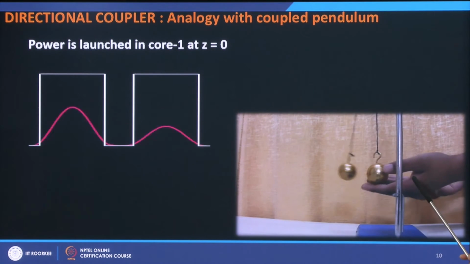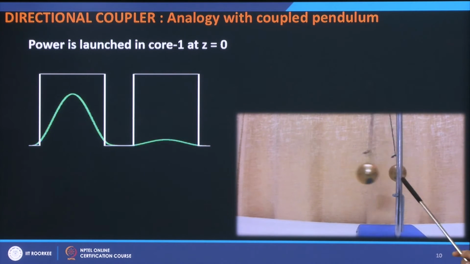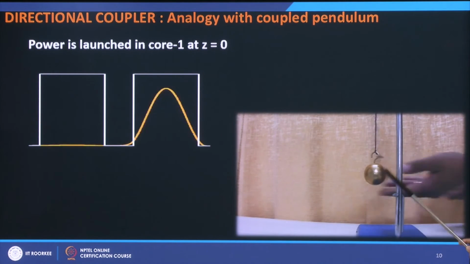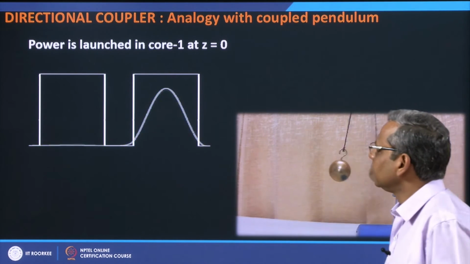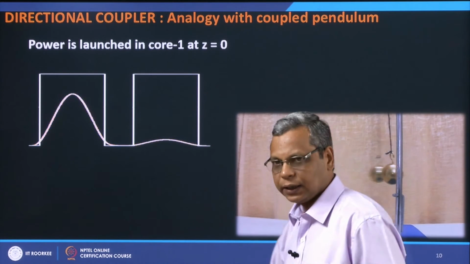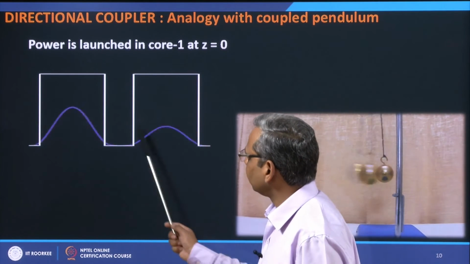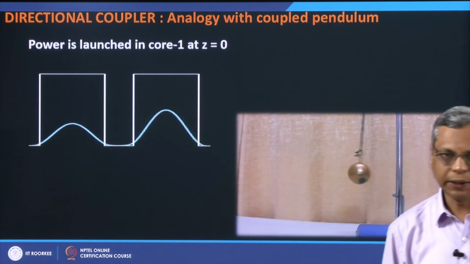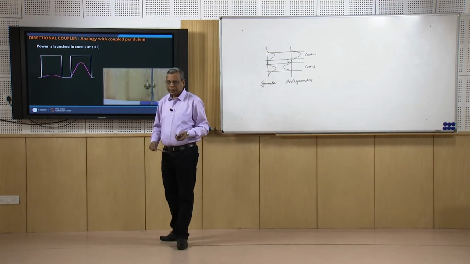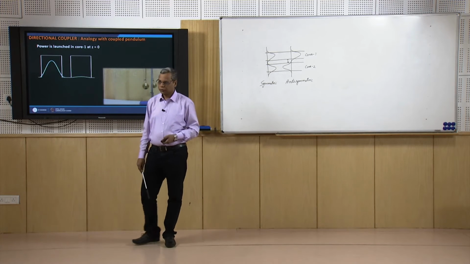If I now displace only one, then what I see is that after a certain time the rear one is stopped and the other one is in full swing, then the front one is stopped and the rear one is in full swing. So, there is periodic exchange of energy between the two bobs. Similarly, here if I have all the power at z equal to 0, then as the power propagates along the length of the system, the power periodically transfers from one core to another core. So, there is periodic coupling, power couples back and forth between the two cores. So, this is how, by just a simple analogy of a coupled pendulum, we can understand the phenomenon of coupling of power from one core to another core.